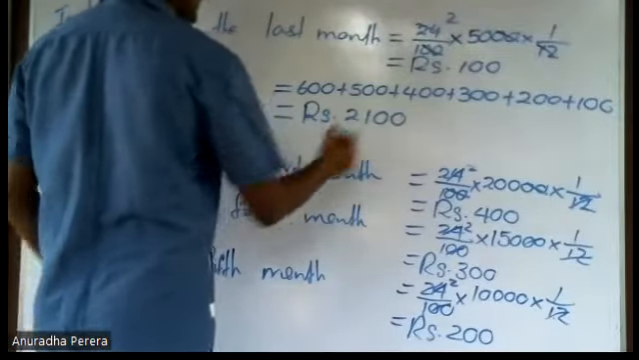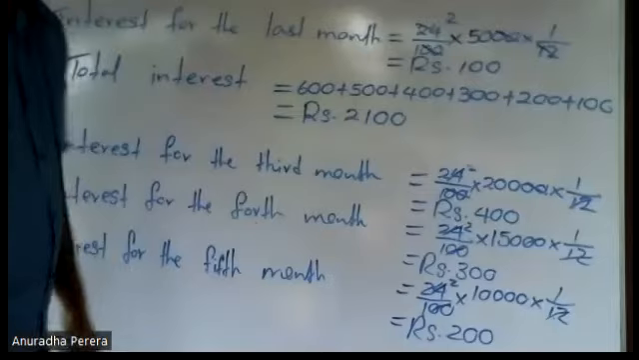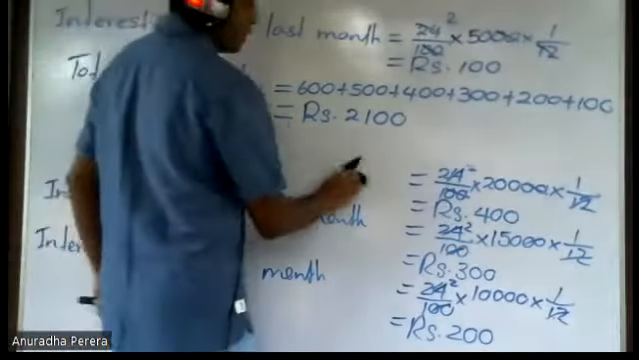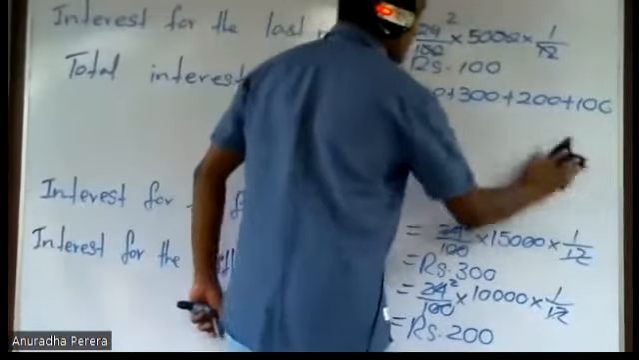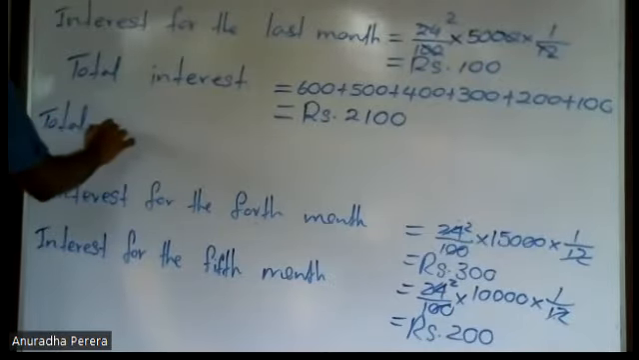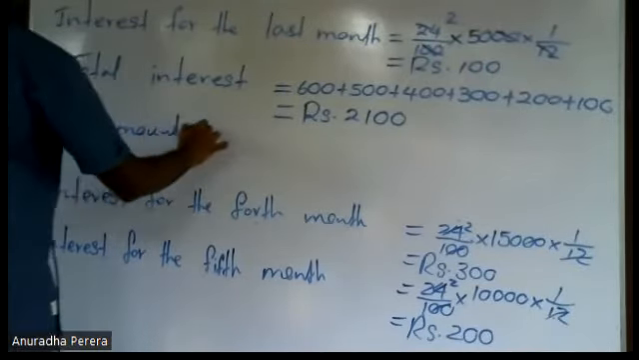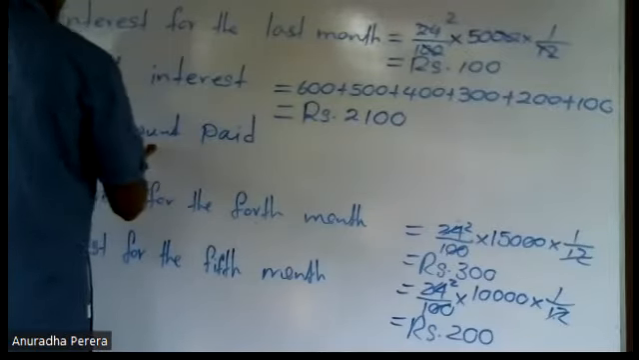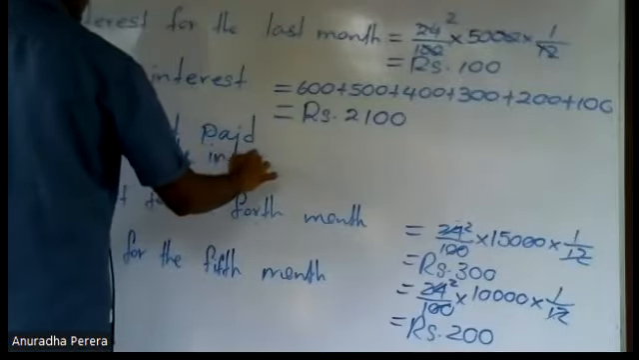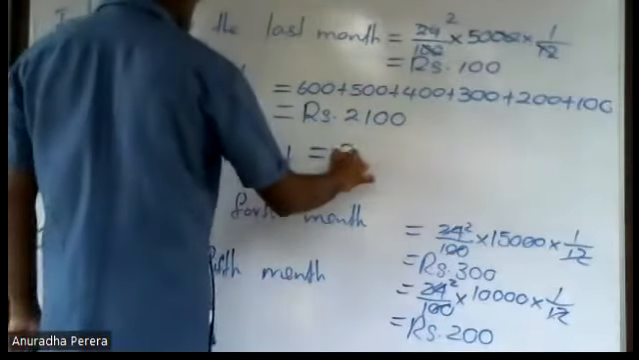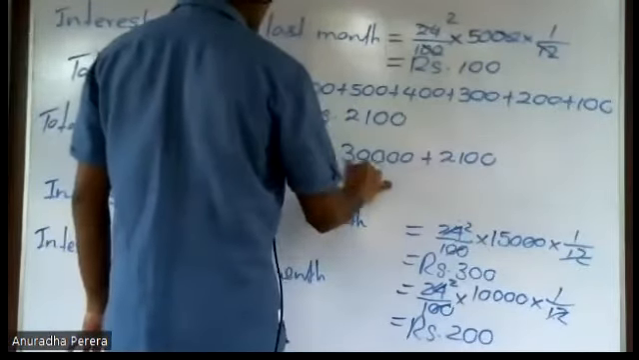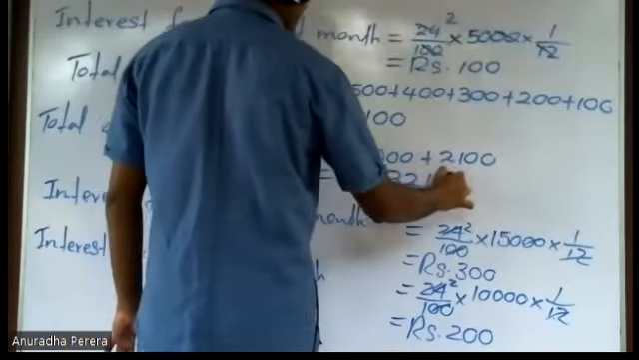We know the loan amount is 30,000 rupees. Then determine the total amount paid with the interest. 30,000 plus 2,100 is 32,100.